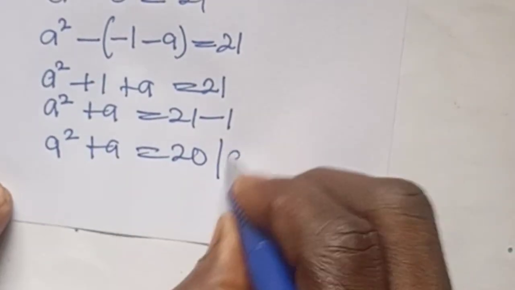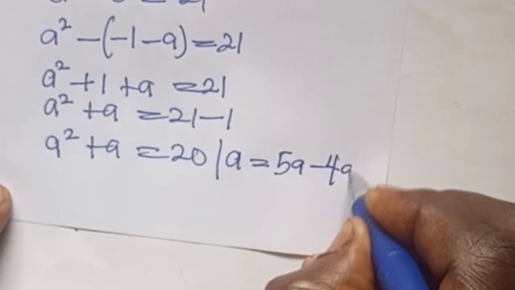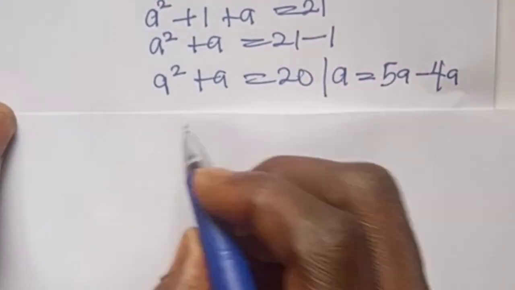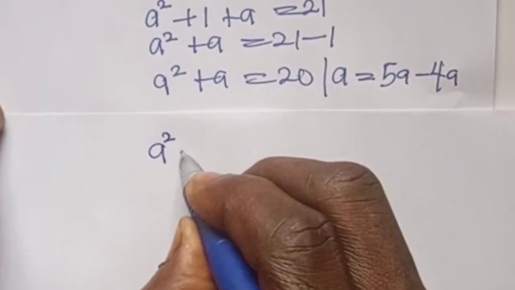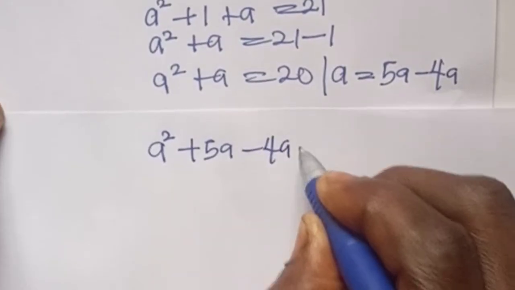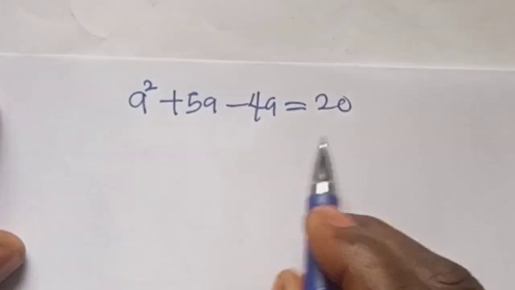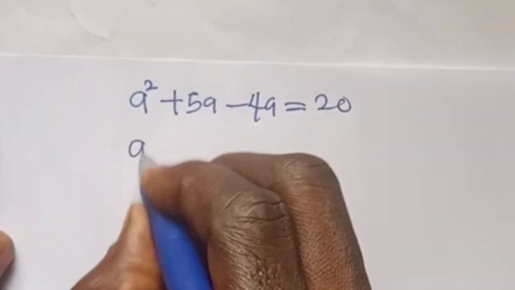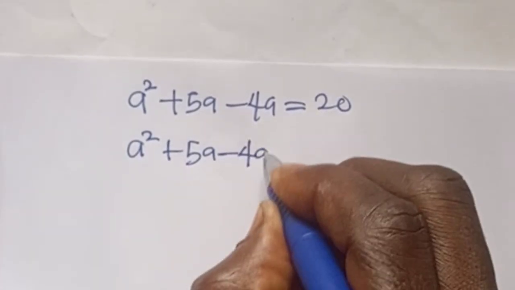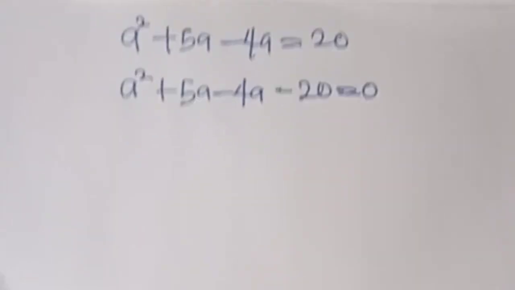But we are going to write a as equal to 5a minus 4a. 5a minus 4a is a. So if we do this very well, we're going to have a to the power of 2 plus 5a minus 4a equals 20. If you take 20 to the right hand side, we have a to the power of 2 plus 5a minus 4a minus 20 becomes equal to 0.